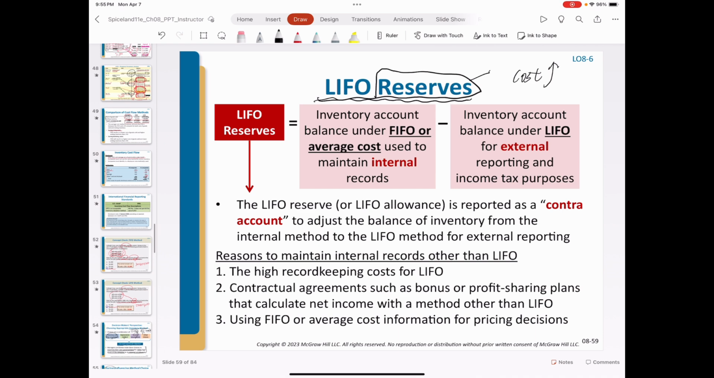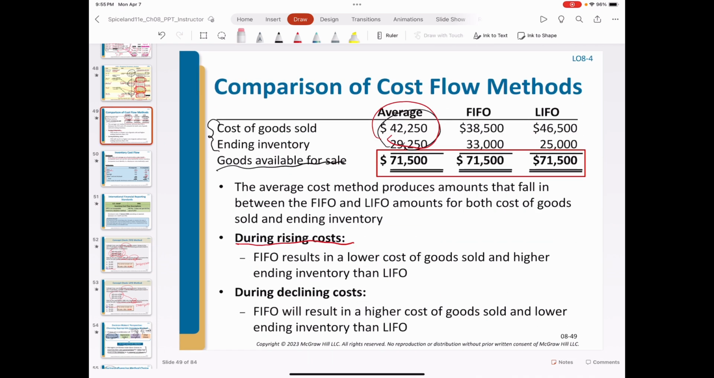Remember this example. Because the cost of inventory keeps increasing, LIFO will result in greater cost of goods sold, but less book value of ending inventory. The reason is LIFO expenses the newer inventory, which has higher cost. FIFO will expense the older inventory, which is lower cost. Since LIFO expenses newer, higher cost inventory, the cost of goods sold is higher than FIFO.